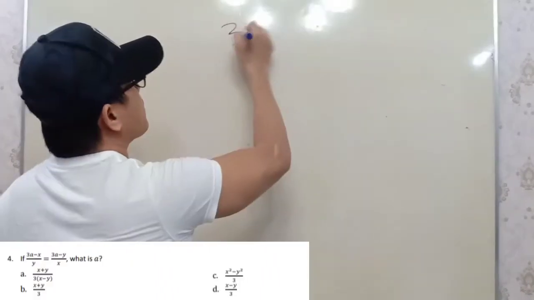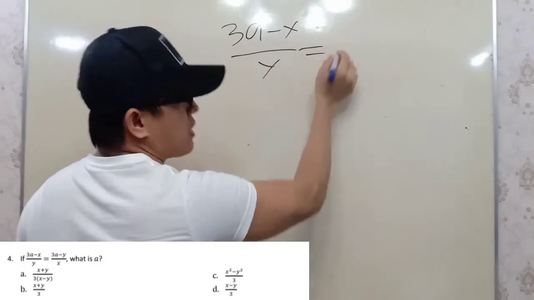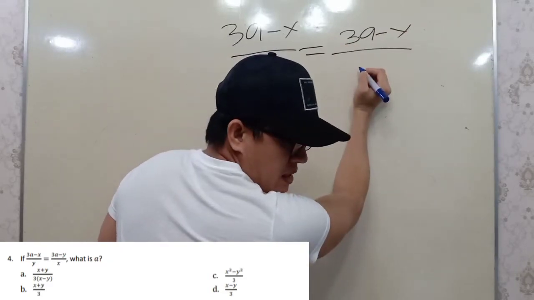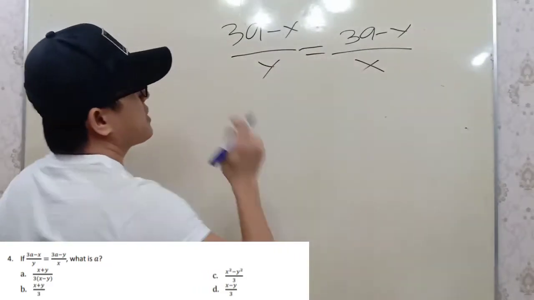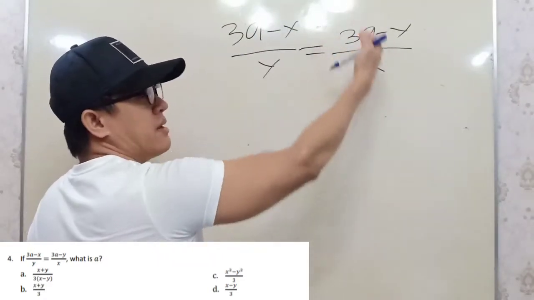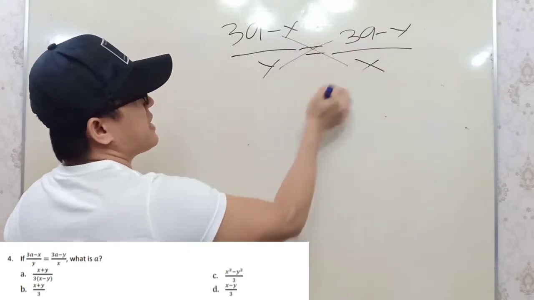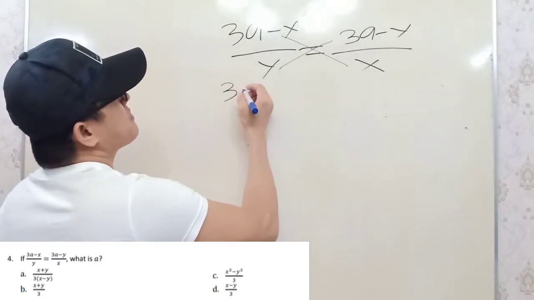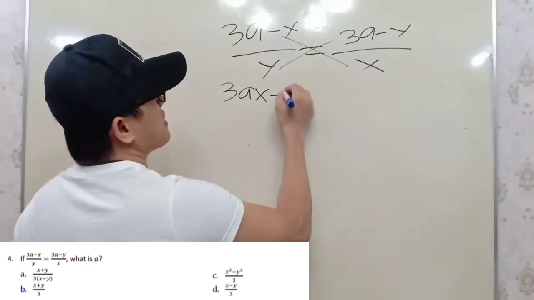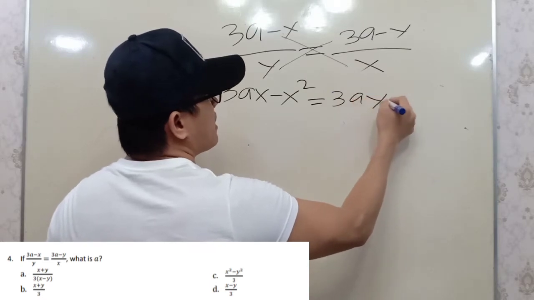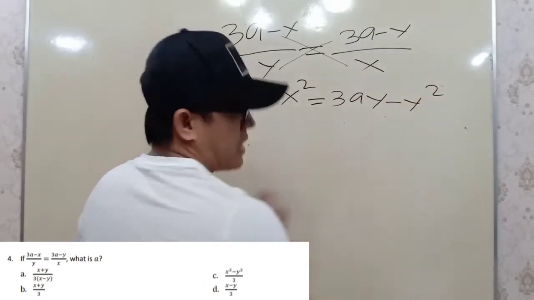Next one, number 4, we say 3a minus x over y is equal to 3a minus y over x. Okay, there you go. So, cross-multiply natin siya. Pag fraction na nga yung both sides sa equation, cross-multiply natin. So, x, multiply natin siya sa lahat. So, x times 3a. So, we have 3ax minus x squared is equal to, multiply natin si y dito, magiging 3ay minus y squared. Okay? There we go.